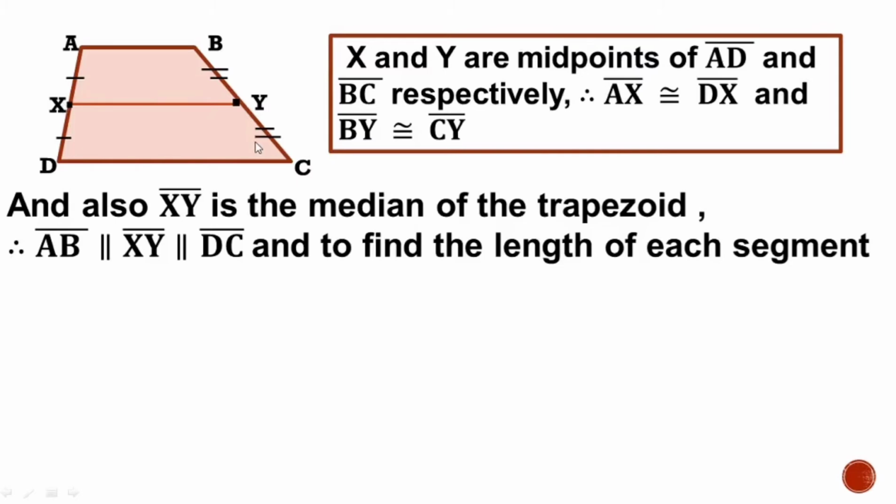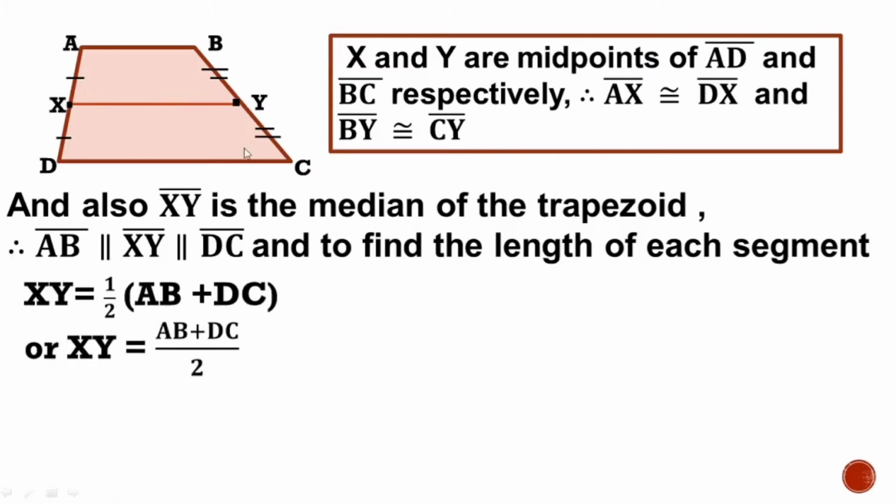To find the length of each segment, for XY, or the length of the median, we have XY equals 1/2 the sum of AB and DC. By the way, segment AB and segment DC are the bases of the trapezoid. We may also write this as XY equals AB plus DC all over 2.